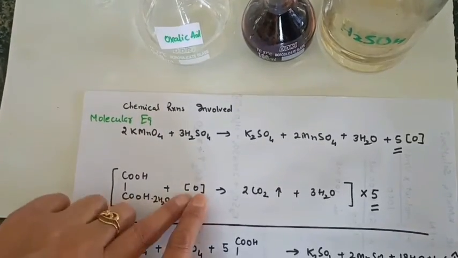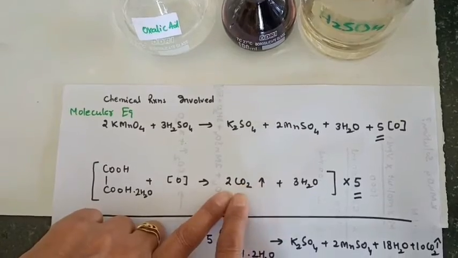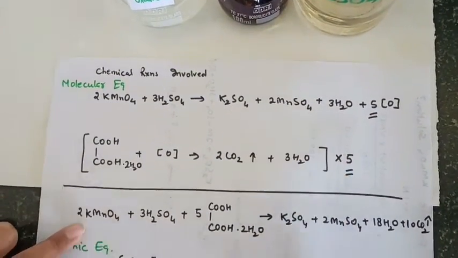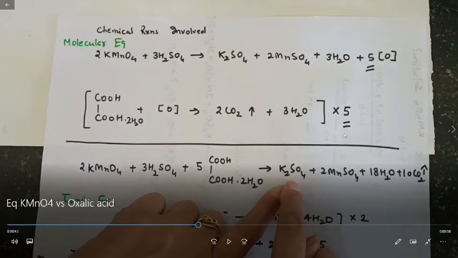Here is the oxalic acid. This nascent oxygen reacts with the oxalic acid and oxidizes it to carbon dioxide. Here I'll just explain why we have multiplied this by 5, since here 5 oxygen is produced.